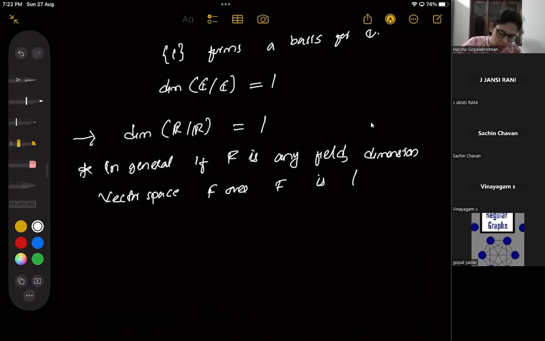Now, one more question. Dimension of R2 over R. What is the dimension of R2 over R?